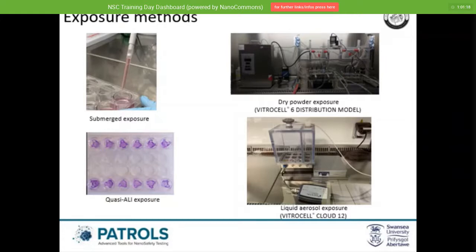The next two exposure methods are more advanced and again try to replicate more of a physiological exposure method. This is both the dry powder exposure and the liquid aerosol exposure. These have now both been obtained by Swansea University, and we look forward to actually implementing them within our work.